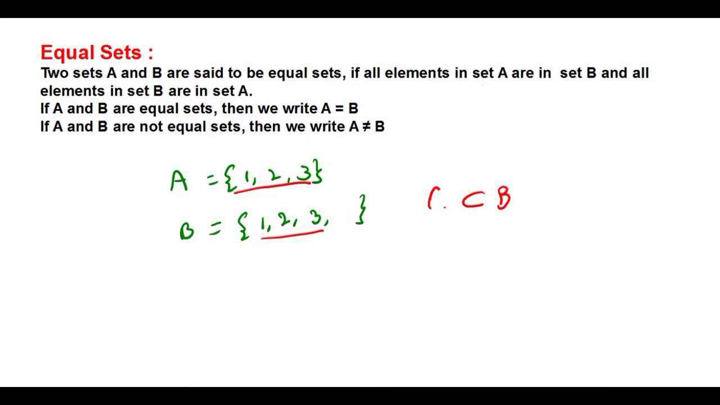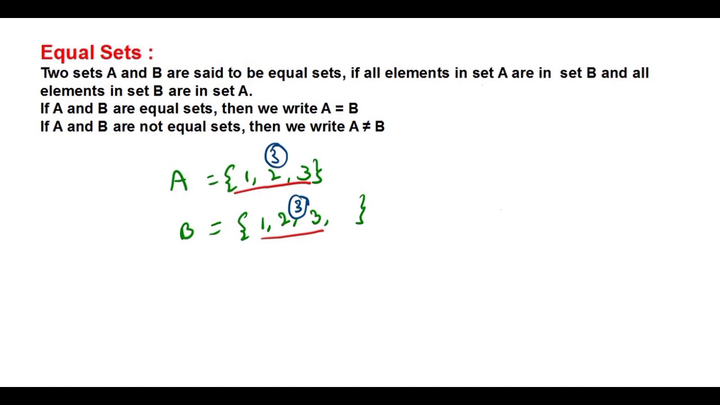A equal to B means all the elements of set A should be in set B. Now you can check it. Correct? All the elements of set A should be in set B. Similarly, all the elements of set B are in set A. Then it is an equal set. So how many elements here? 3 elements, and here 3 elements. The number of elements should be equal and the elements also should be the same. That means all the elements of A are in set B and all the elements of set B are in set A. Then we call A equal to B.